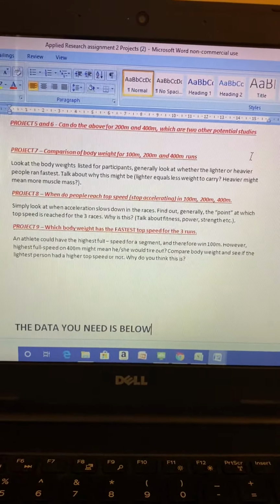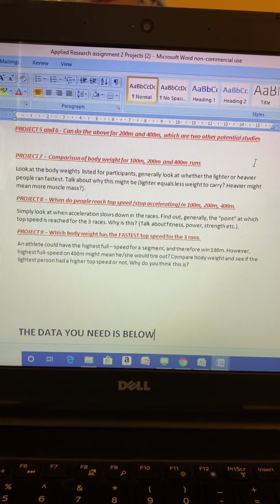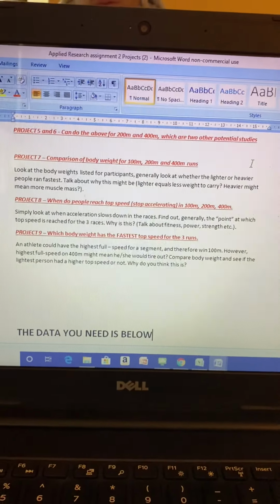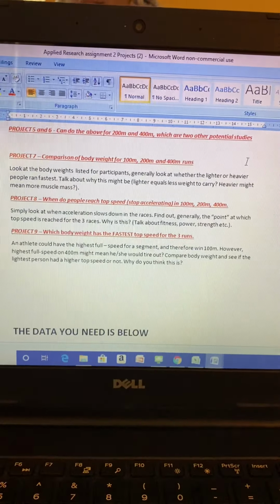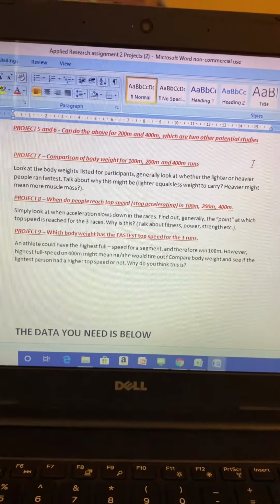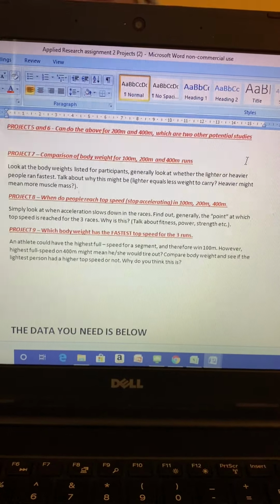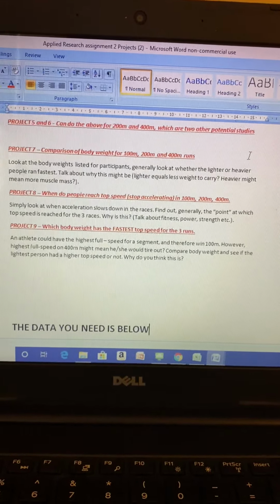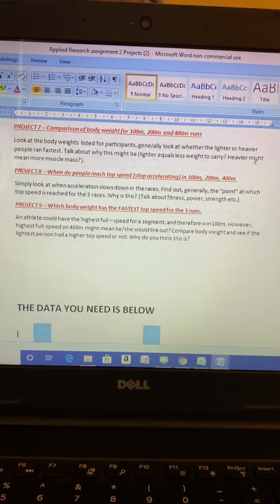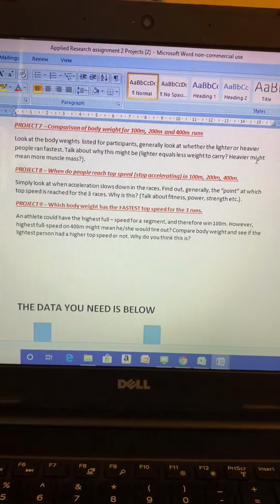Number 6, so you can do the above for 200 and 400 meters. Number 7, so comparison of body weight for 100 to 400 meter runs. So does body weight affect it? All right, so does someone slightly heavier mean that they've got more muscle mass? Does it mean that someone that's a bit of a lighter weight has got less weight to carry, so therefore they're quicker?